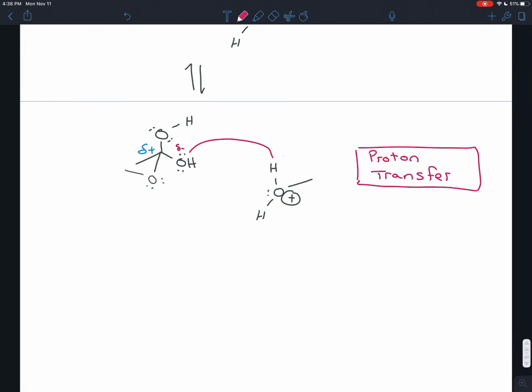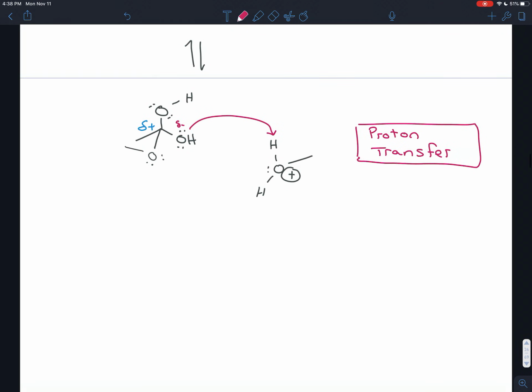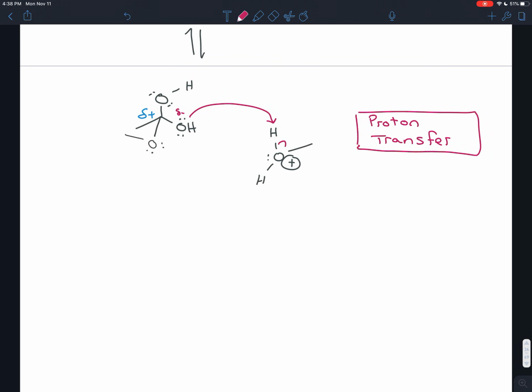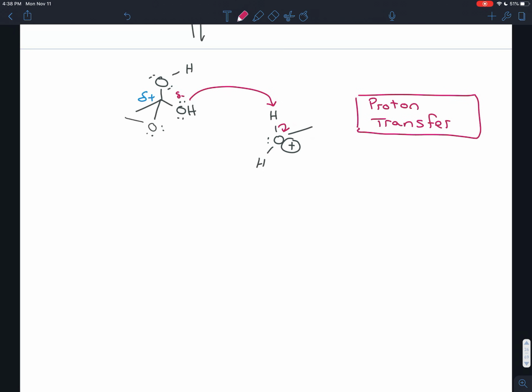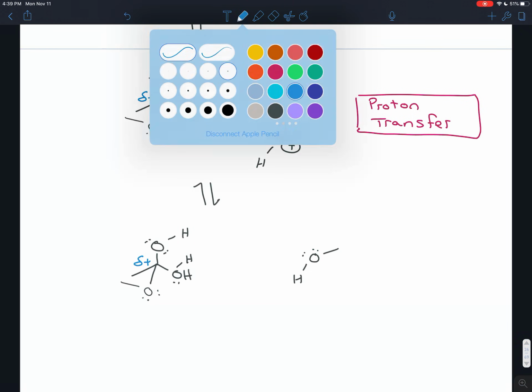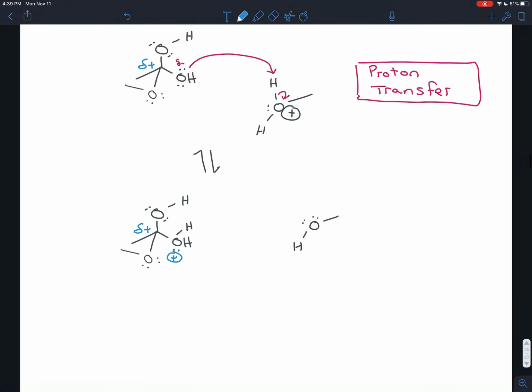So the slightly negative oxygen in this leaving group can attack one of the slightly positive hydrogens in that conjugate acid of methanol that we made. The electrons would snap back onto the oxygen to stabilize the positive charge there. And the overall effect would be that we have just a regular methanol molecule now, and our tetrahedral intermediate now has a full positive charge and so it's an awesome leaving group.